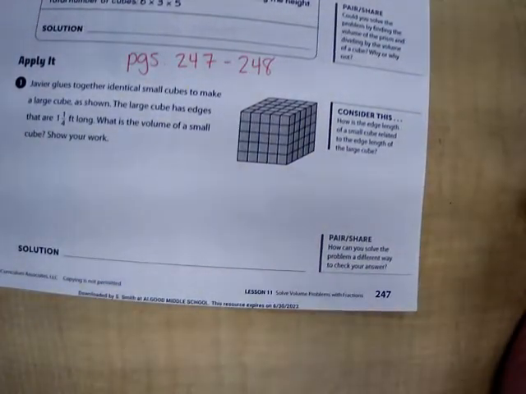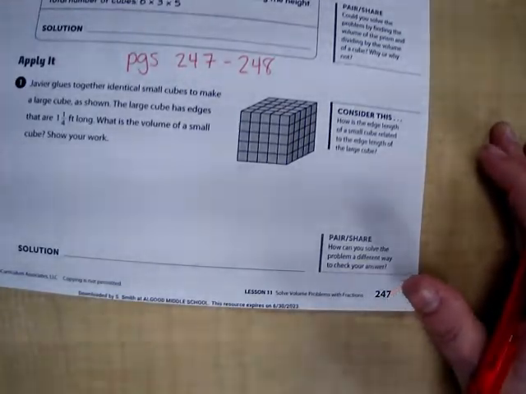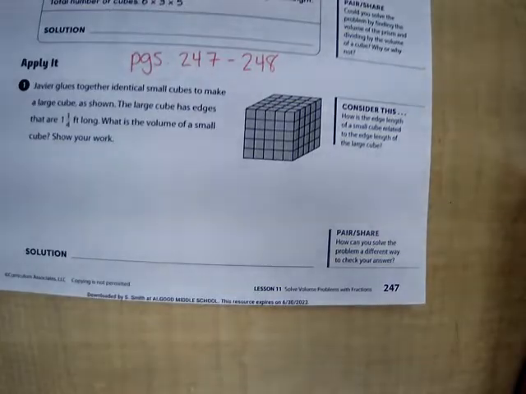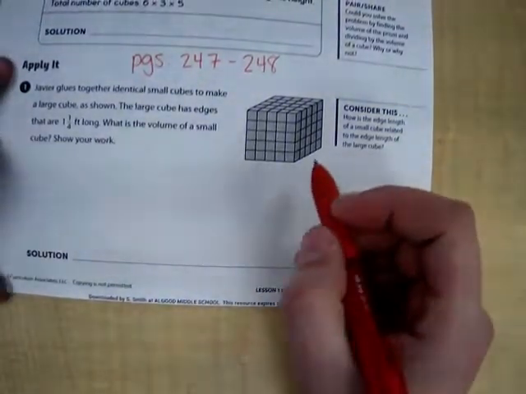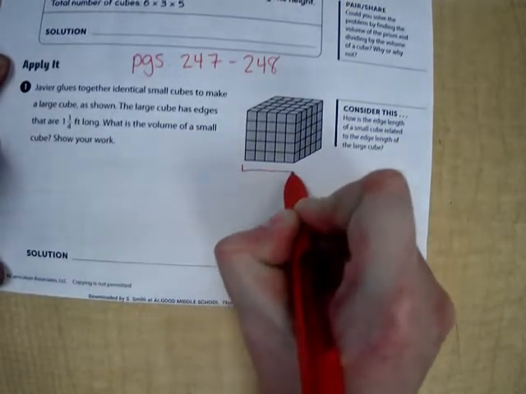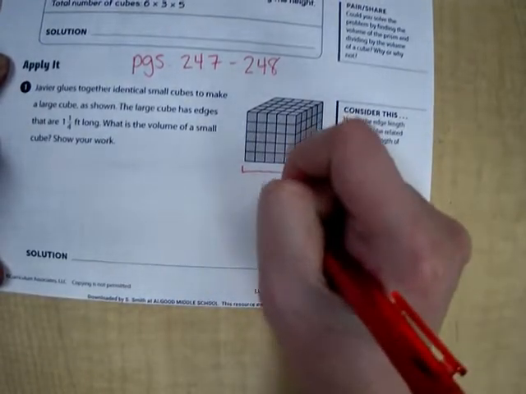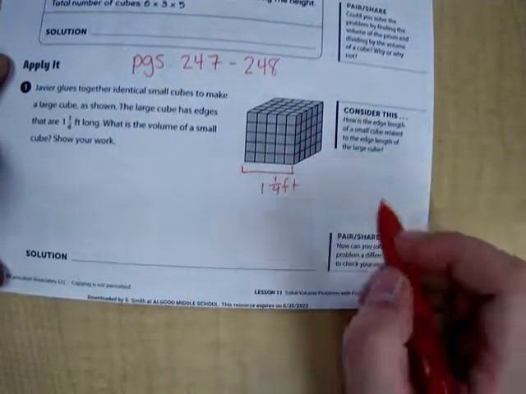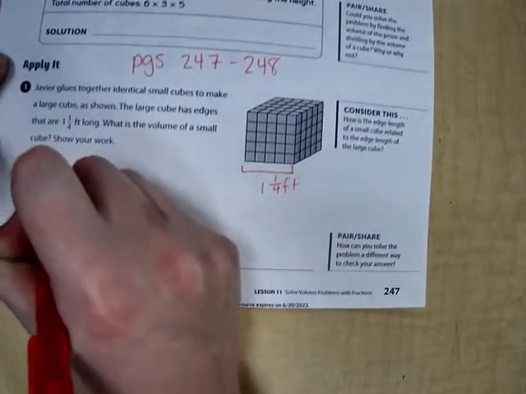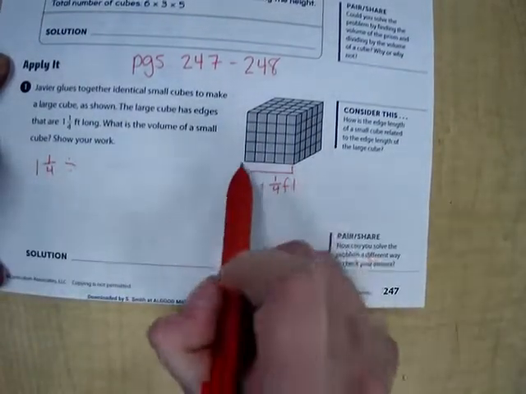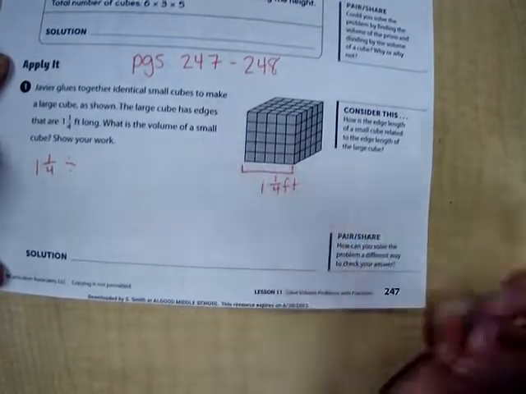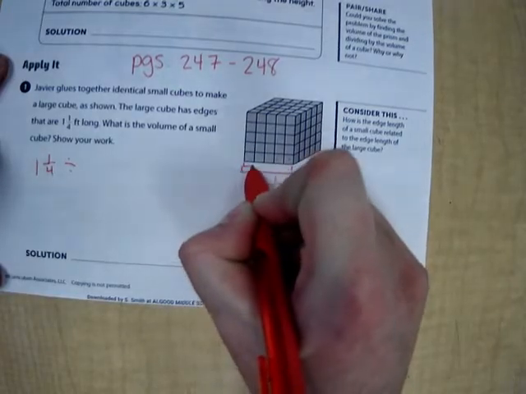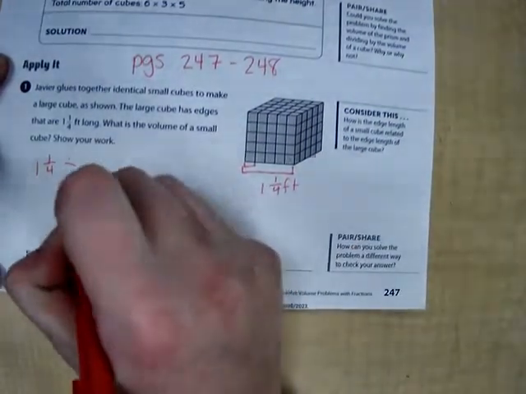Number 1, Javier glues together identical small cubes to make a large cube as shown. The large cube has edges that are 1 1/4 of a foot long. What is the volume of a small cube? So I know that the length of this larger cube is 1 1/4 of a foot. So that means if I take 1 1/4 and divide it by 1, 2, 3, 4, 5 cubes, I should get the length of just one of the smaller cubes.